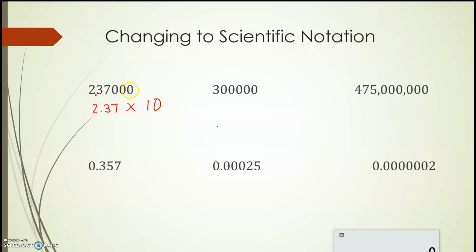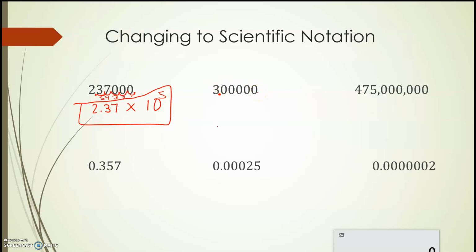Now we need to count the number of spaces. The decimal started here, even though you can't see it. The decimal always starts at the end. You count 1, 2, 3, 4, 5. So that tells us that we have to use 5 because we moved it 5 decimal places. Okay, and that's all you do. That's your answer.